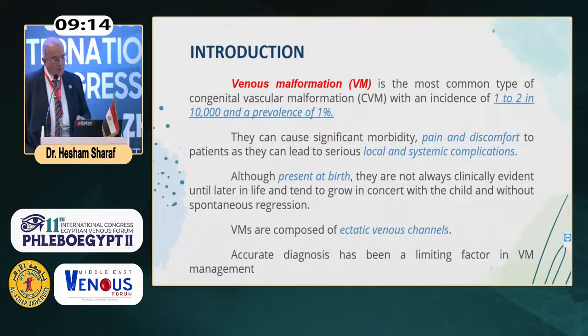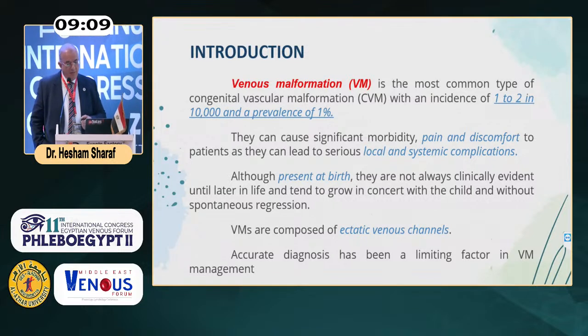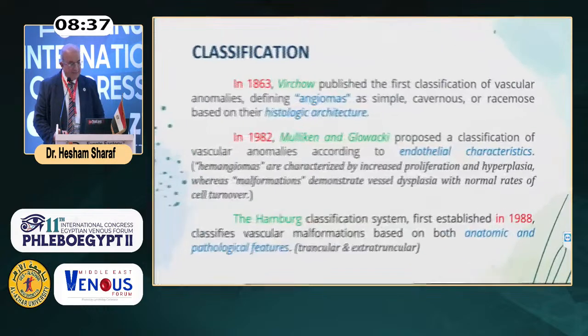Venous malformation is the most common type of congenital vascular malformation, with an incidence of 1 to 2 in 1,000 patients and a prevalence of 1%. They can cause significant morbidity, pain, and discomfort to the patient, as they can lead to serious local and systemic complications. Although present at birth, they are not always clinically evident until later in life and tend to grow in proportion with the child without spontaneous regression. Venous malformations are composed of ectatic venous channels.